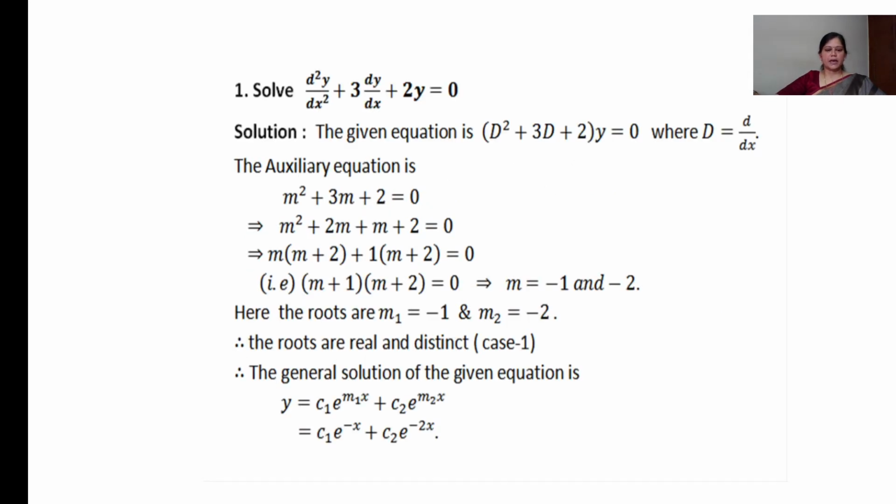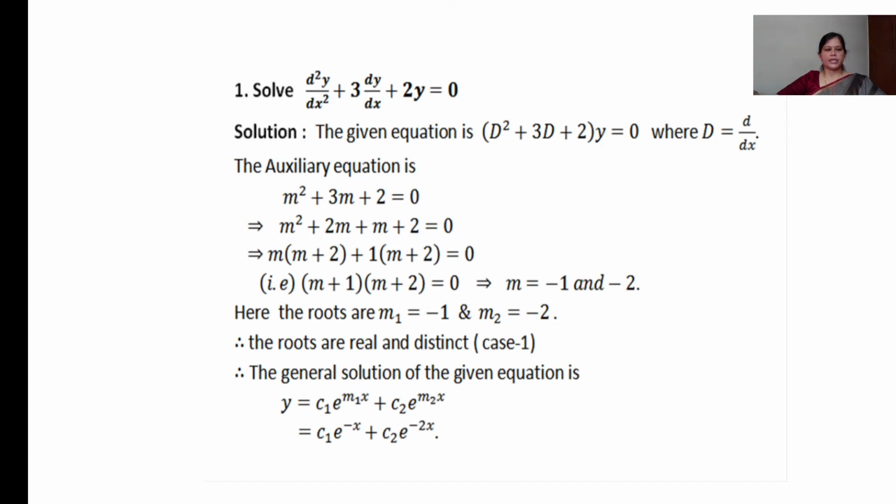So with some examples, we are going to see how to get the complementary function for the given differential equation. Whenever the f(x) value is equal to 0 in the differential equation, that means the right side value is 0, the complementary function itself is the general solution of that equation. So the first example is here.